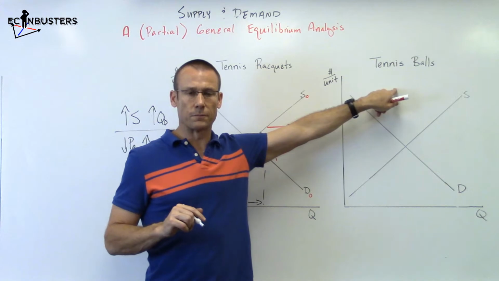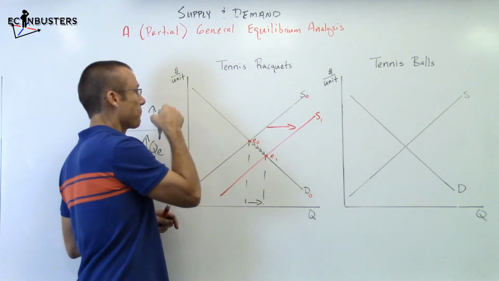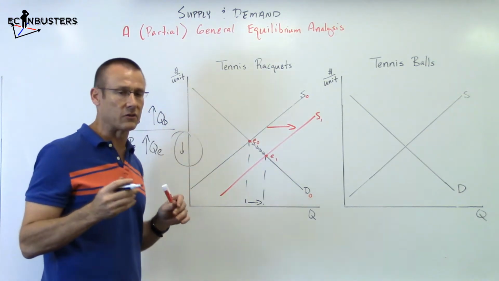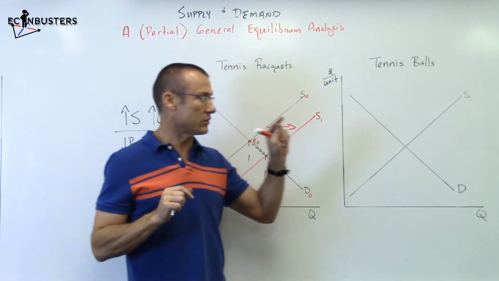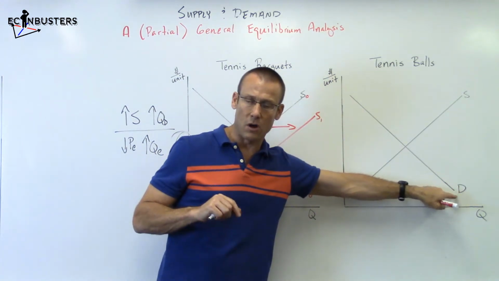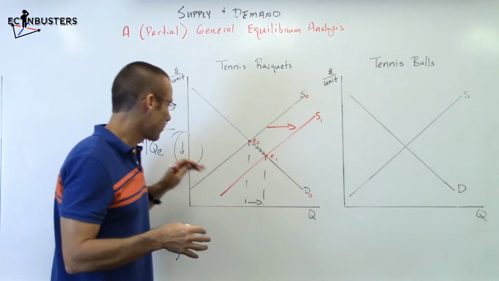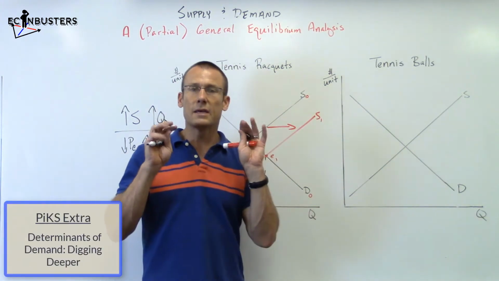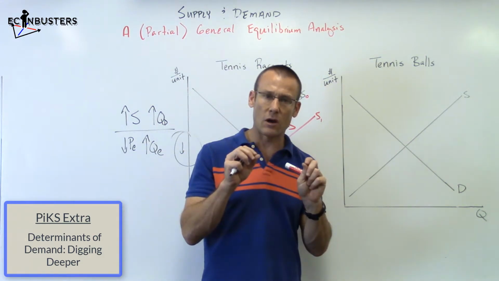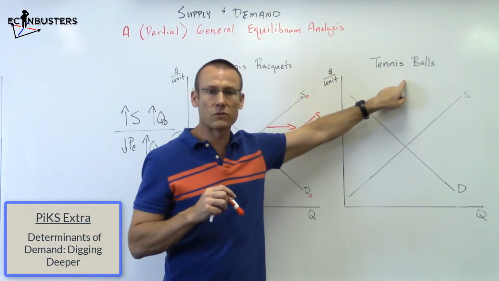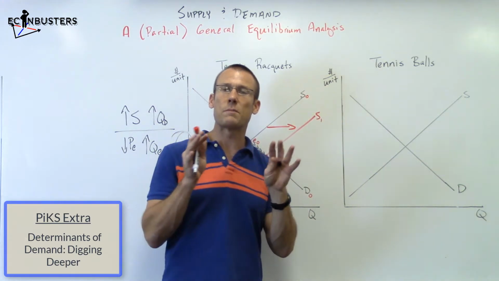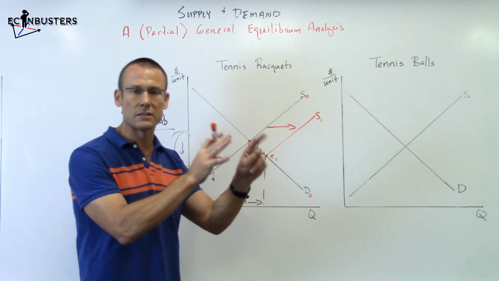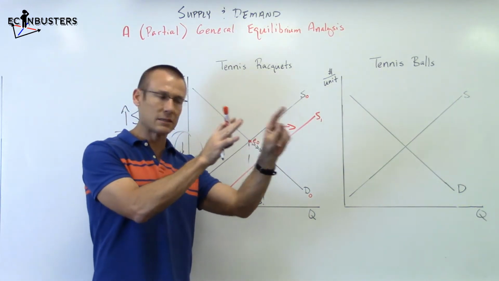How about tennis balls, though? Guess what? The price of tennis rackets, this was the price change, is an exogenous variable that determines the demand for tennis balls. And that should make total sense, right? The price of tennis rackets absolutely determines the demand for tennis balls. What determinant of demand am I specifically talking about? Well, what's the relationship between these goods? They're complements. They're things that we buy together. So the one that we're talking about is price of complements in consumption.